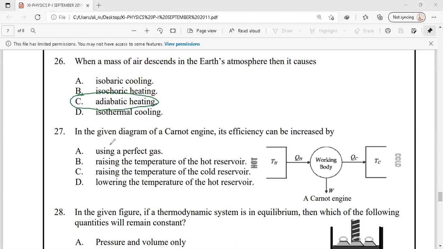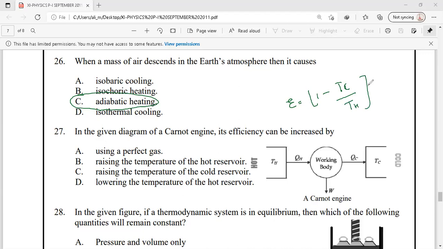Let's see question number 27. For the given diagram of a Carnot engine, its efficiency can be increased by. So the formula for the efficiency of a Carnot engine is 1 minus TH over TC. Sorry, it will be such that the temperature of the cold body over the temperature of the hot body.